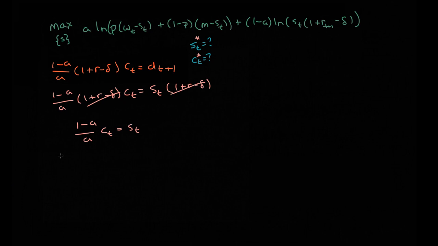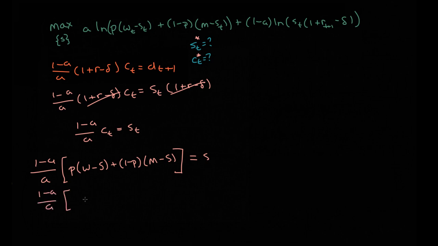And now we can plug in for C_t, which, if you recall, is equal to the probability that we live a healthy working life minus savings, plus the probability that we are injured and receive a pension, but still save from our old age out of that pension. So we'll need to expand this again. It is equal to wP minus sP plus m minus s minus mP minus sP is equal to s. And the SPs will cancel.